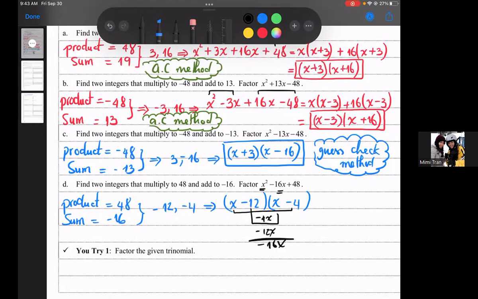And then last, remember FOIL, F-O-I-L, last, right? Negative 12 times negative 4 is positive 48, so check. You can always FOIL it back. But do you like the AC method? I like the AC method because next lecture, the AC method is your best friend. Guess and check is a pain in the butt. I'll still show you both.